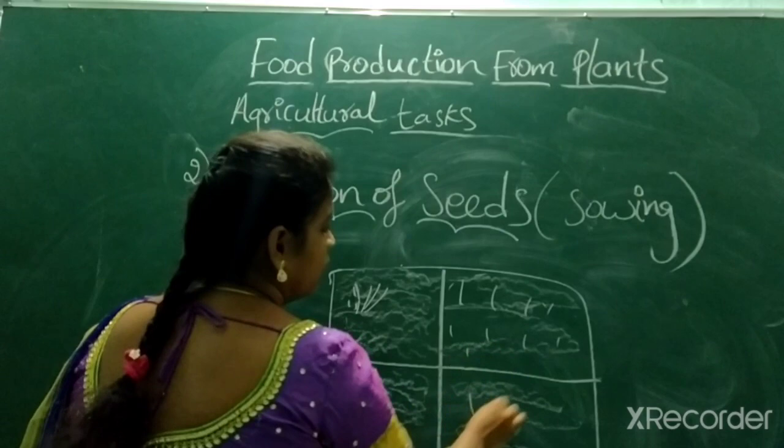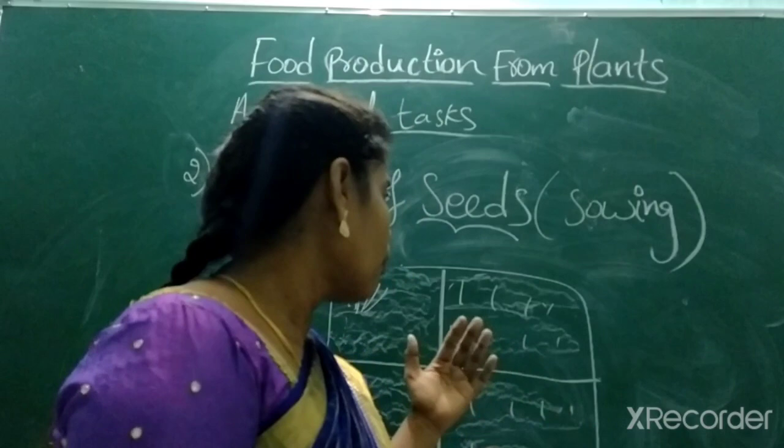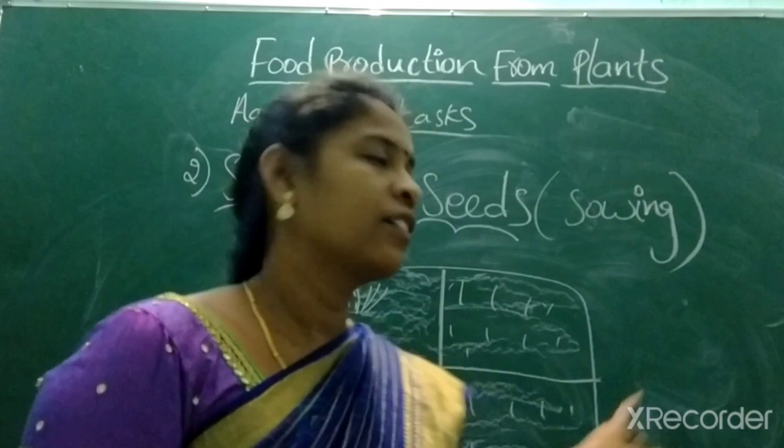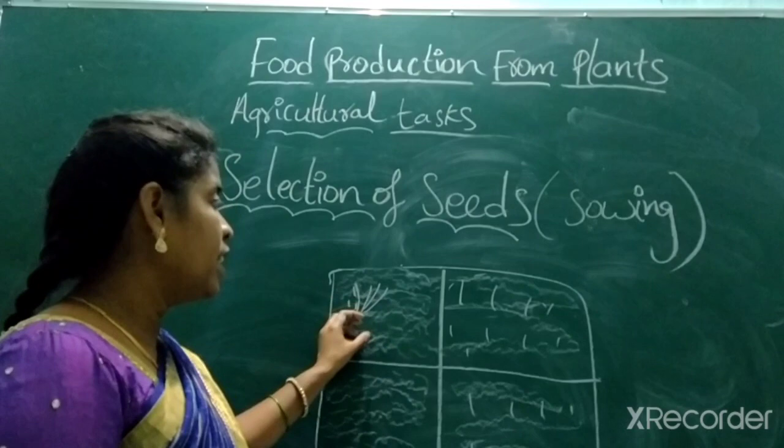By giving proper space for their growth, they require proper space, right? For that, they give proper width and length, they look at all of it, and they replant it. This is called replantation. The plant has grown in a certain area, a huge number of plants are grown in an area, and later they remove all those and they replant it.